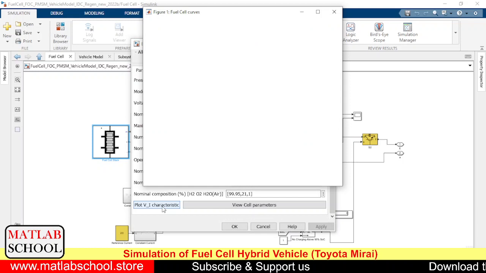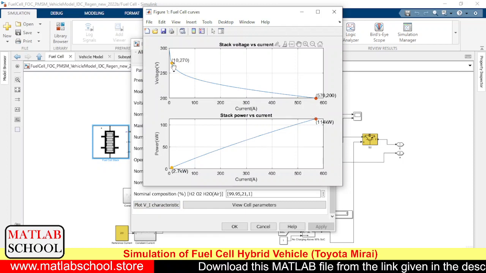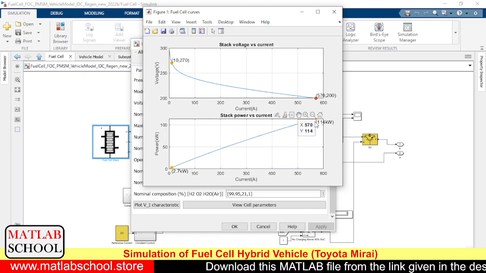So here we have the voltage versus current waveform. As you can see, at this point the current is 10 and the voltage is 270. At open circuit, that is without any load, the voltage would be 300 volts. And here we have a current of 570 amps, and the voltage drops to 200. At this point, the power would be 2.7 kilowatt, and when maximum current is drawn from the fuel cell, the power supplied by the fuel cell would be 114 kilowatt.